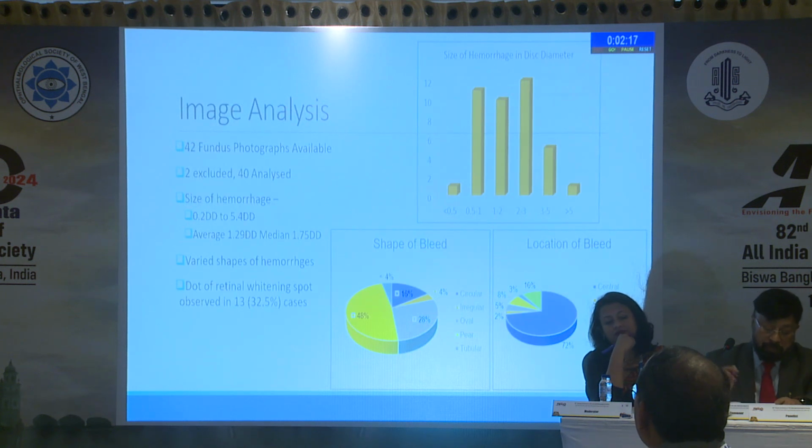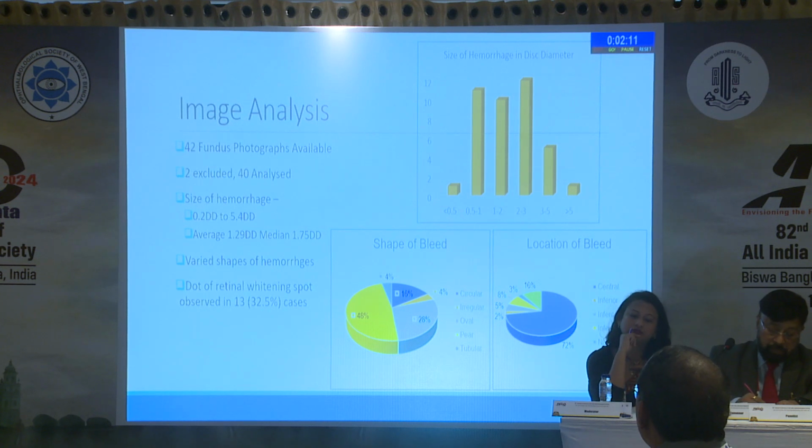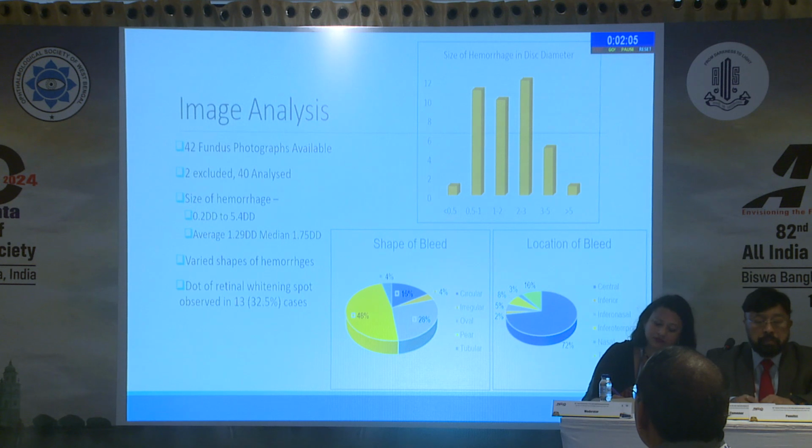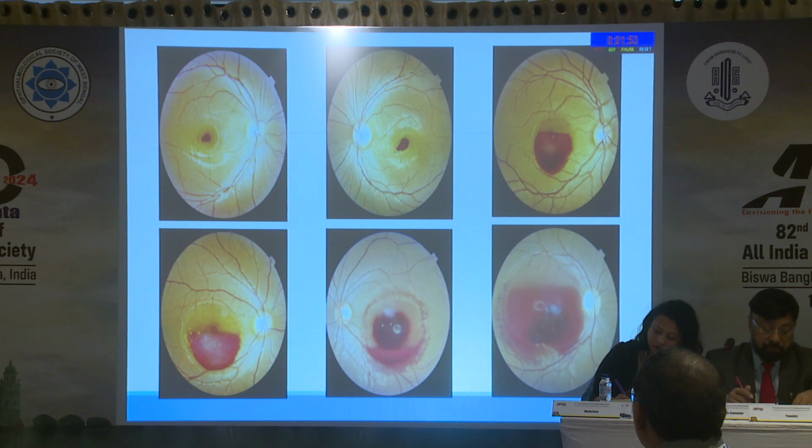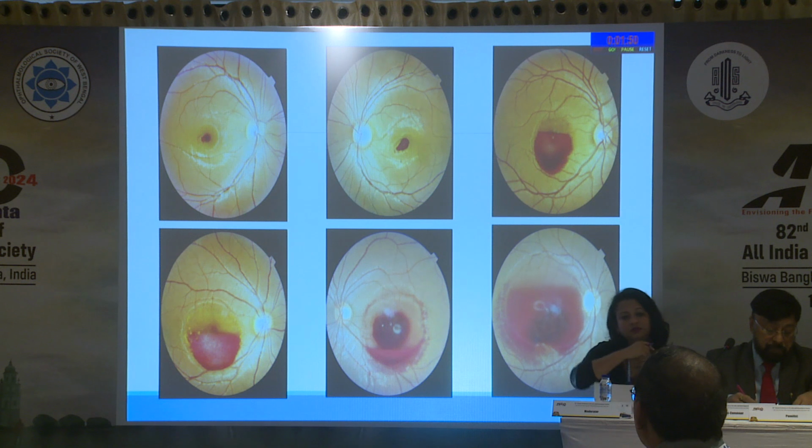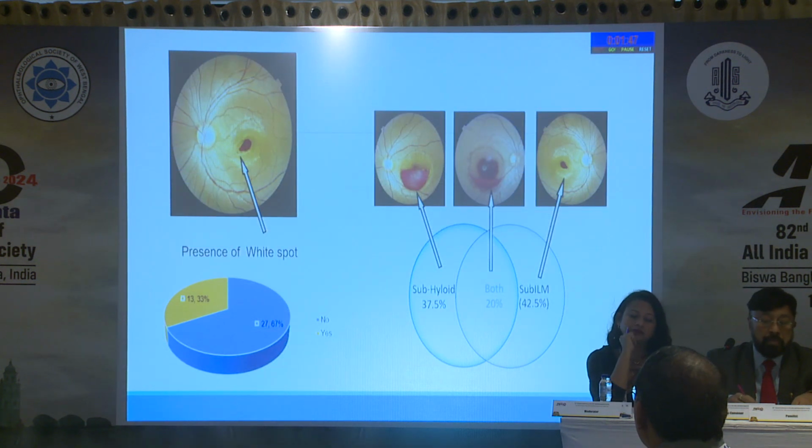In image analysis, we found 42 photographs were available, 2 were excluded, and 40 were analyzed. This chart shows the size of hemorrhage, ranging most commonly from 0.5 to 2 to 3 disc diameters, with an average of 1.29 millimeters and a maximum of 5.4 disc diameters. Varied shapes of hemorrhages were seen, commonly pear-shaped, and the most common location was central. This is just an example of the varied types of presentations we saw. The presence of a white spot was noted in 33% of cases, presumably from the laser injury. The location of the hemorrhage was subhyaloid in 37%, sub-ILM in 42%, and in both layers in 20%.